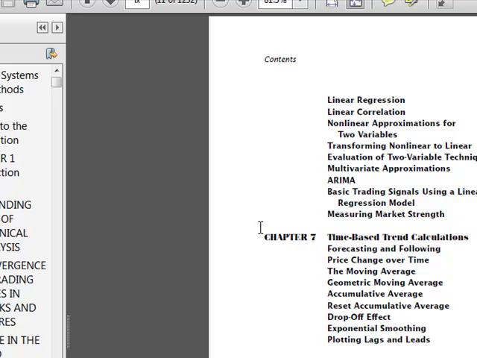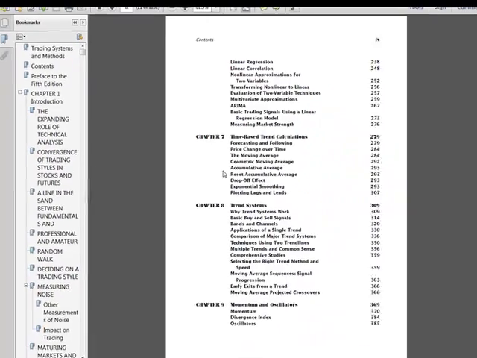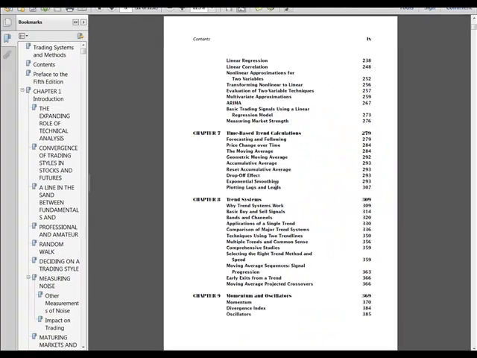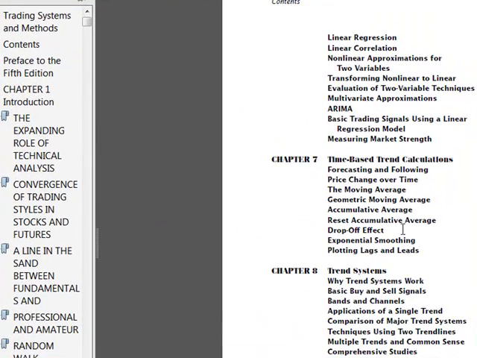Now, Chapter 7 is another good one. Forecasting, geometric moving average, all the different types of averages that are available, exponential smoothing, very basic stuff, but really, again, it's not really useful for an advanced practitioner, but I do find that this book is really good for, again, newbies and wannabes, I guess you could say.